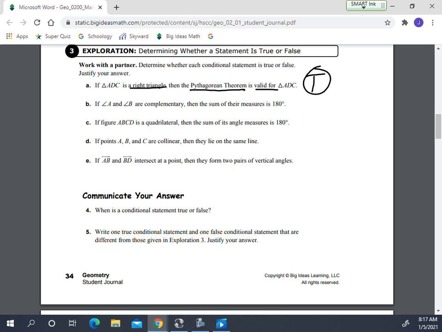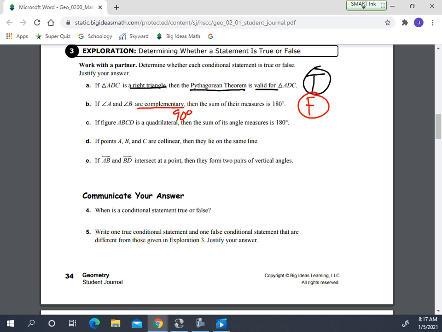If angle A and angle B are complementary, go back to chapter 1. What does complementary mean? It means they add up to 90 degrees, right? Then the sum of the measures is 180 degrees. Nope, that's false. Complementary means 90 degrees. So that's false.